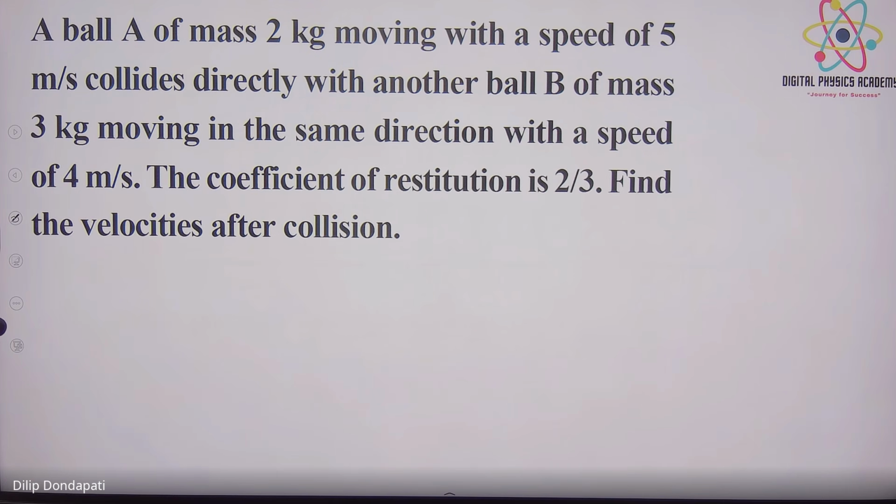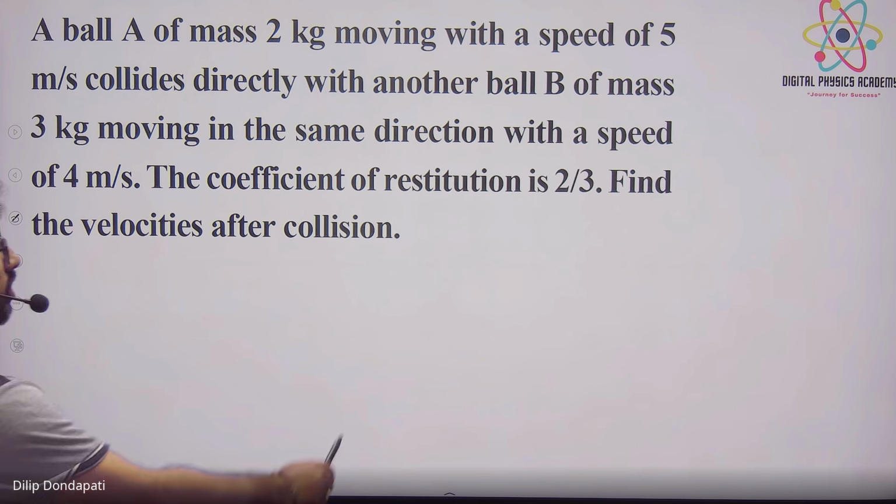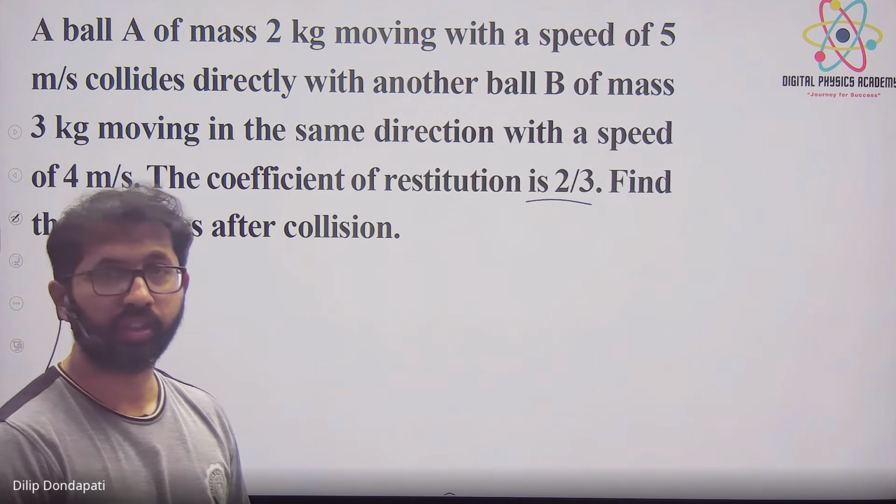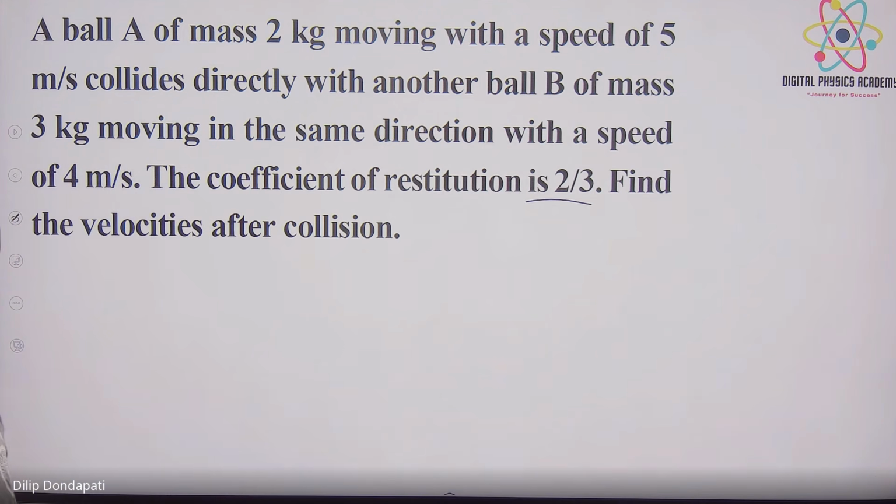Ball A of mass 2 kg is moving with a speed of 5 meters per second. It collides directly with another ball of mass 3 kg moving in the same direction with a smaller speed. The coefficient of restitution, look, e is 2/3. That means you can tell that it is an inelastic collision. Find the velocities after collision.